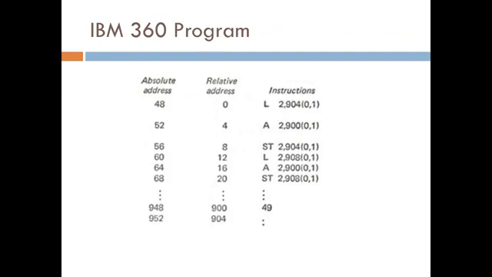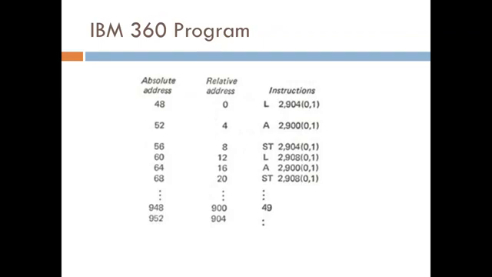If I know the starting absolute address, in this case 48, I can easily calculate: 48 plus 0 is the first address, 48 plus 4 the second address, 48 plus 8 the third address, 48 plus 12 the fourth address, and so on. So that is the only thing. If I know the starting position of the first line where my program is going to be stored in the main memory, I can add that address to the relative address and find out where every line of my program is going to be loaded in the main memory.